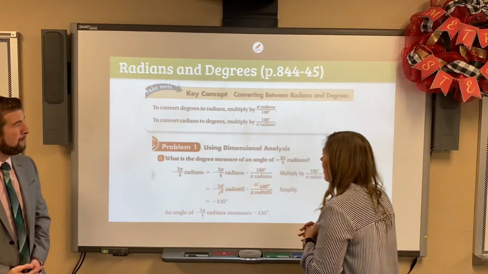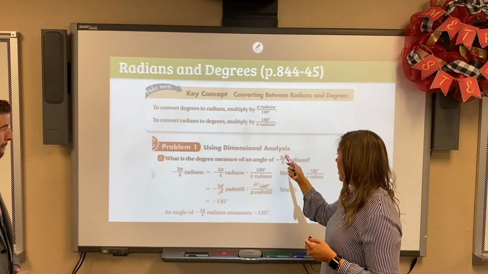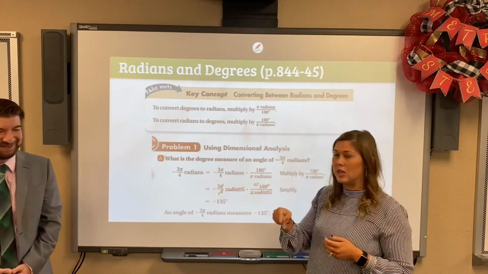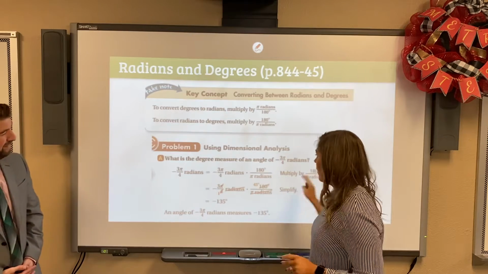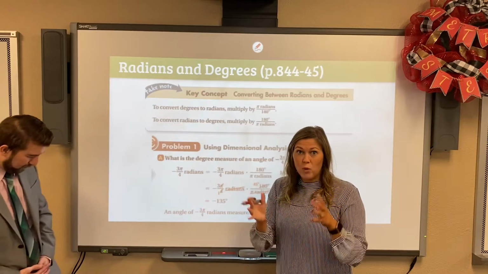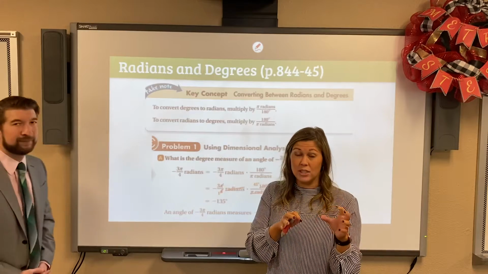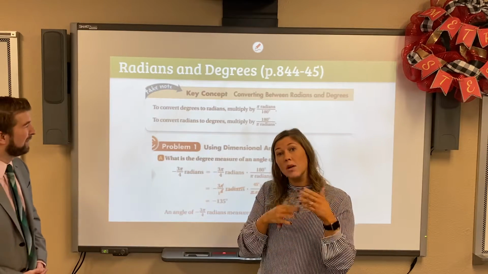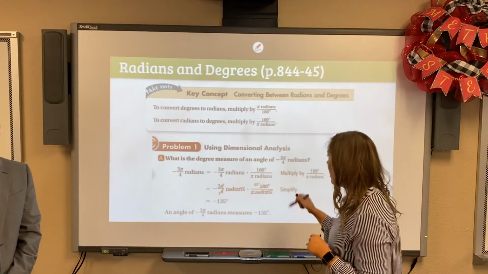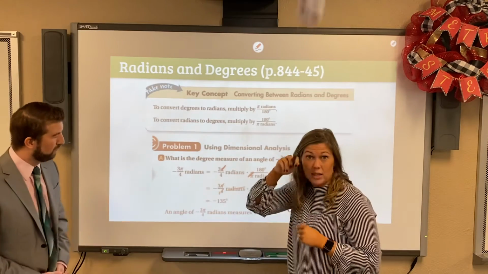So the first one says, what is the degree measure of an angle of negative 3 pi over 4 radians? Okay, so we're given radians and we're going to go to degrees. To know which one I want to do, we need to get rid of our pi. Radians is always in terms of pi, and degrees is just a number. So to get rid of that pi, we need to cancel it out. So we are going to be using 180 over pi. With our 180 over pi, your pi's cross cancel.